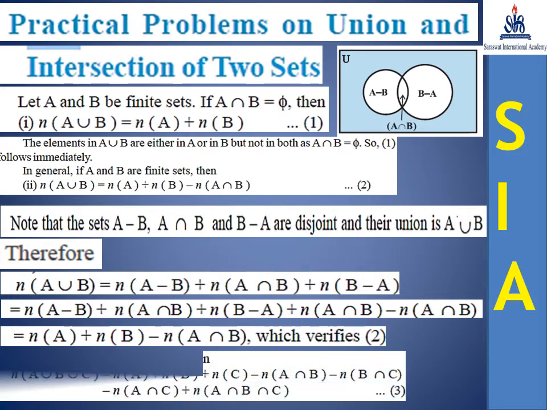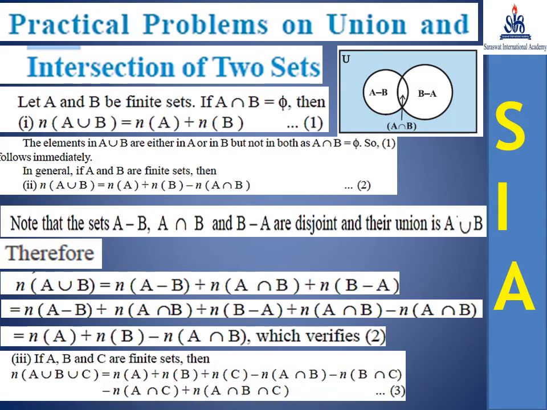And next one, third property. If you write A, B, C, there are three sets, sometimes three sets are also given. So you can show n of A union B union C equals n of A plus n of B plus n of C minus n of A intersection B minus n of B intersection C minus n of A intersection C plus n of A intersection B intersection C. Yes students, these are the three main formulas for practical problems using numericals. I am proving the third one here also.